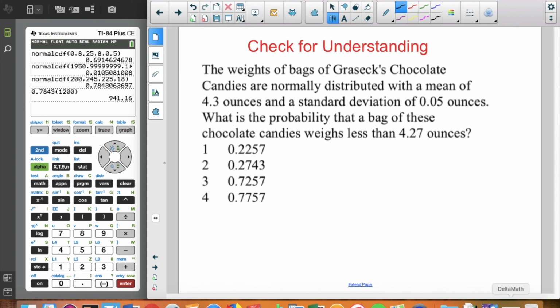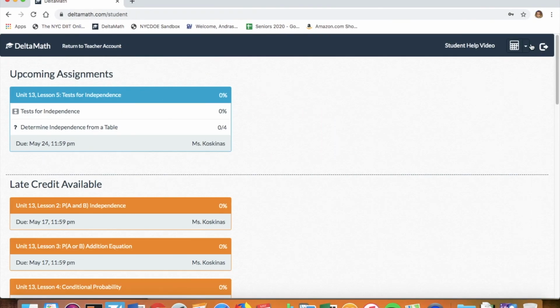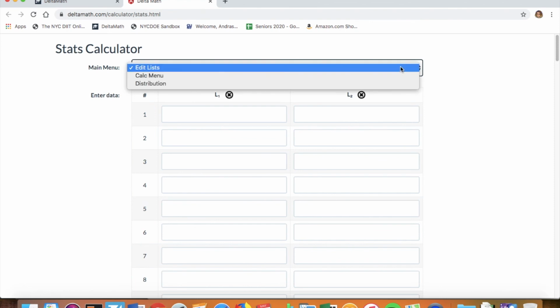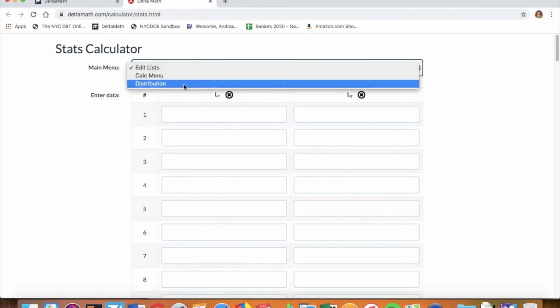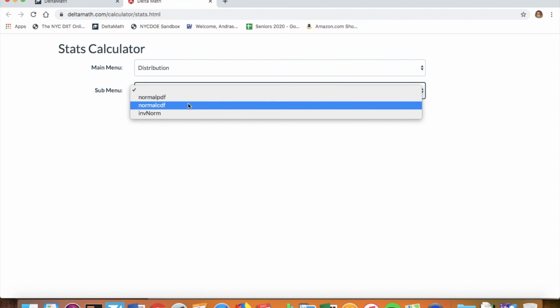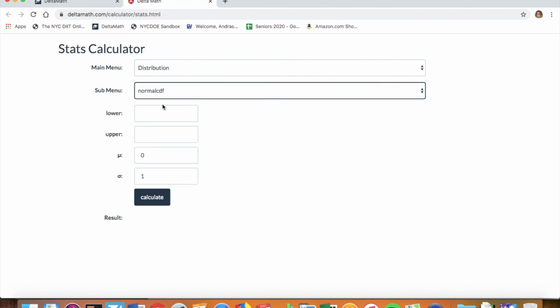Now I am going to show you how to use the calculator on Delta Math if you don't have it. So you're going to press this down arrow, go to Statistics Calculator, it'll bring you here. You're going to click on the main menu and you're going to go to Distribution. For submenu, you're going to press Normal CDF, type in all of your values, press Calculate, and your answer will show up.